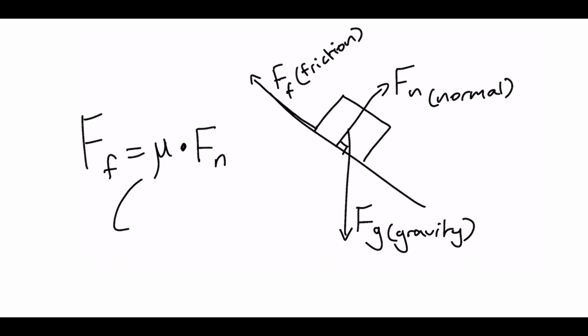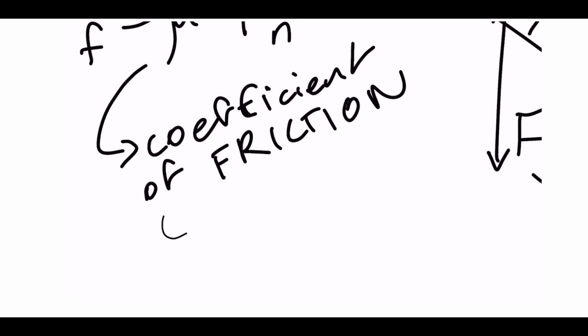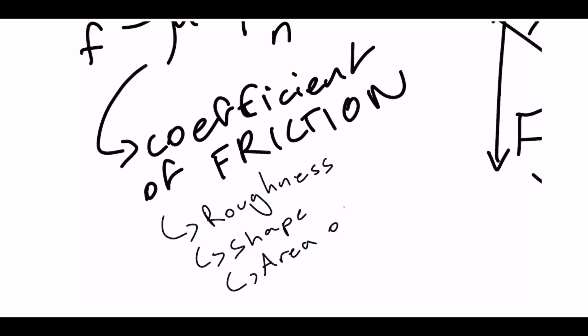Next, mu represents the coefficient of friction, which itself can be affected by factors that change how much contact there is between the minuscule bumps. This can be roughness, shape, or the area of contact. These all participate in how much friction occurs when a force is acted upon by an object.